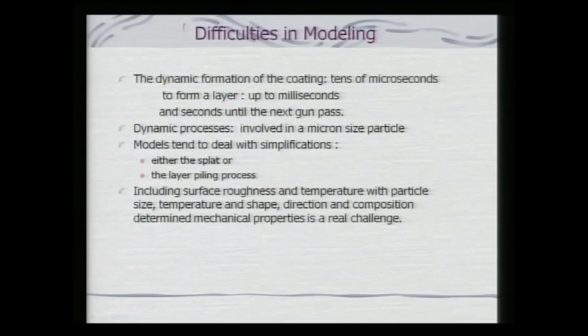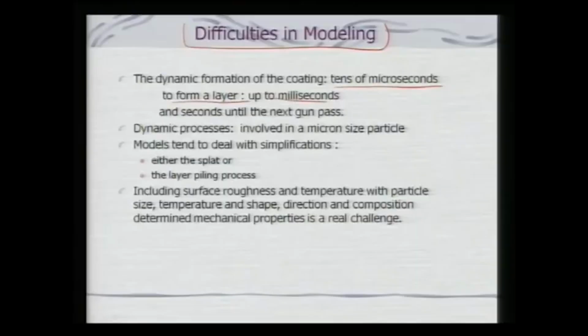Again, if we can model the problem very nicely, that will be very good, but the overall problem is that the entire process occurs in tens of microseconds. The splat gets heated up, molten, accelerates and impacts on a substrate within tens of microseconds. So, the process is very rapid, and the layer is formed in a couple of milliseconds, and only a few seconds later the next pass will come. So, the overall process is very dynamic, and the particle size we are talking about is micron size. That makes the process very complicated.